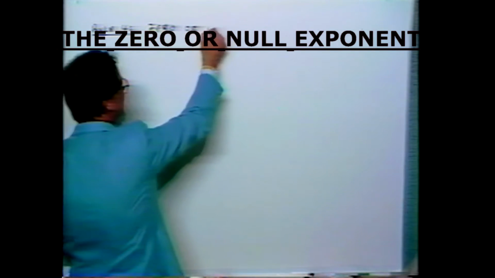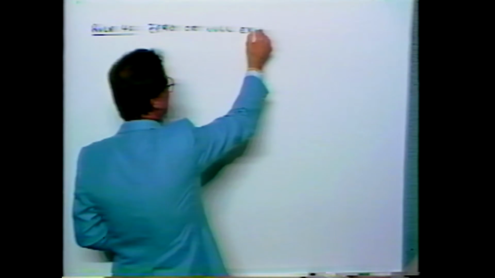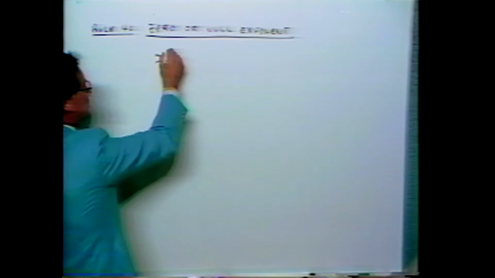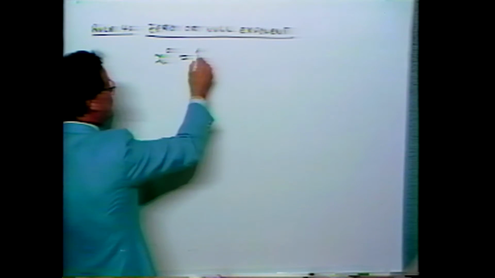Although you have all the rules you need to work with exponents, there are a few more rules which are so unique or special that it is worth discussing them separately. You have already seen the following rule before as an example earlier, and it will be repeated now for emphasis. The zero or null exponent. X to the 0 is equal to 1.